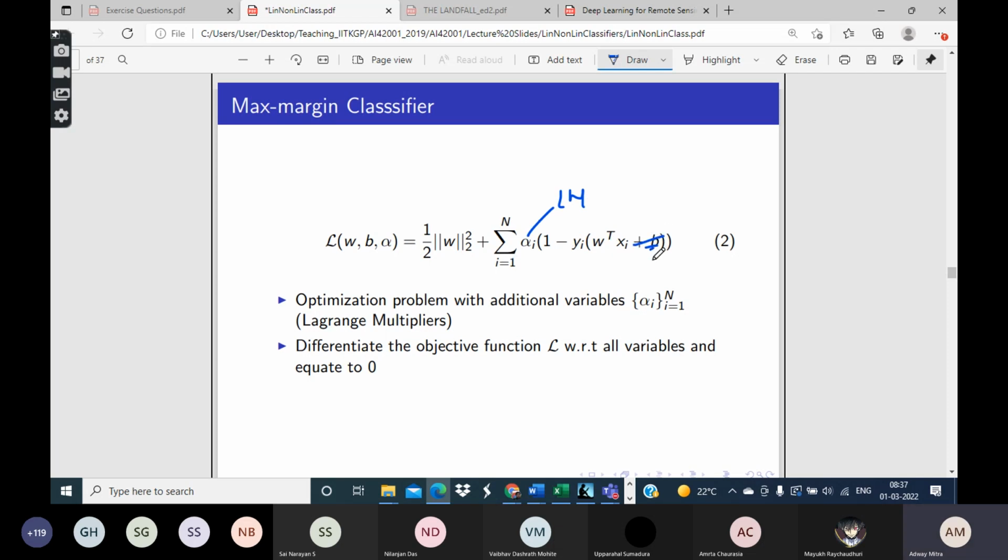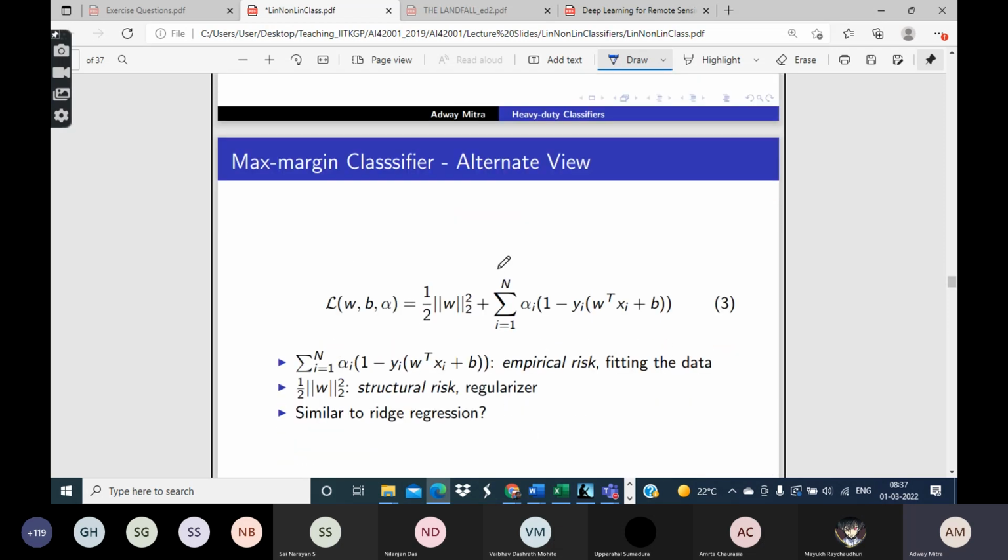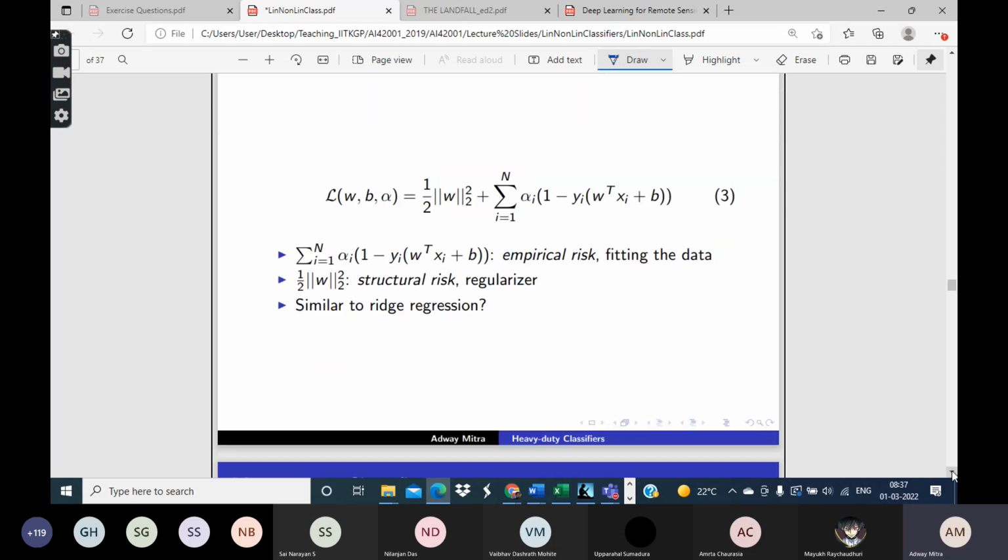So now what do we have to do? W is an unknown, and all these Lagrangian multipliers are also unknown. So we'll start off by differentiating. We'll take the partial derivative of the loss function with respect to all the unknown quantities and equate them to 0. That will give us some simultaneous equations which we'll have to solve.